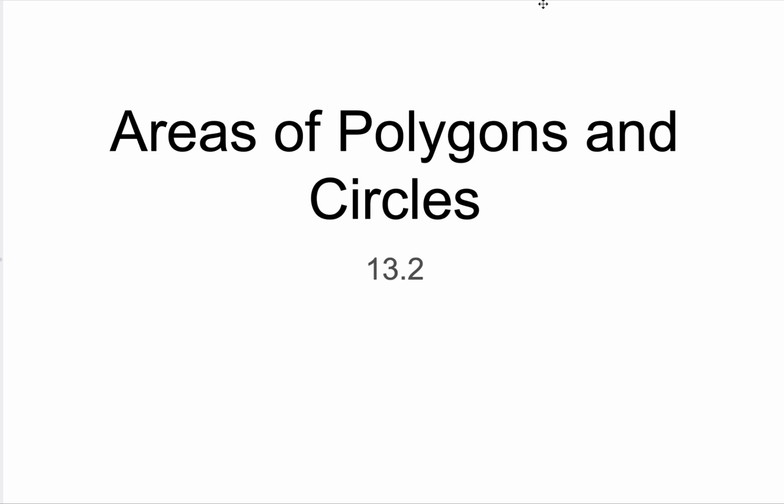We are almost done with chapter 13 and we are continuing with polygons, the geometry stuff. Last time we talked about the linear measure, right? And the last thing that we did was perimeter. A lot of times students are confused about the perimeter and the area, right?